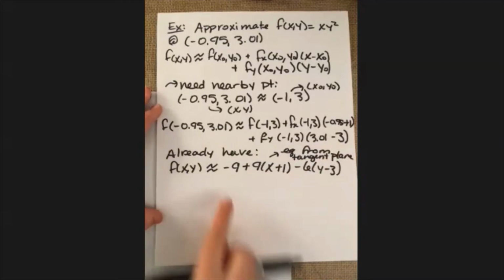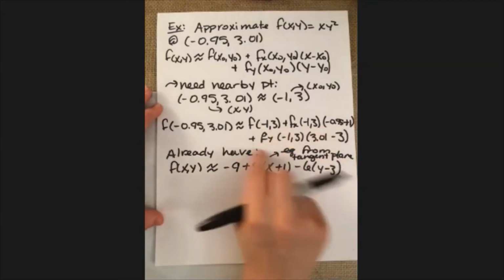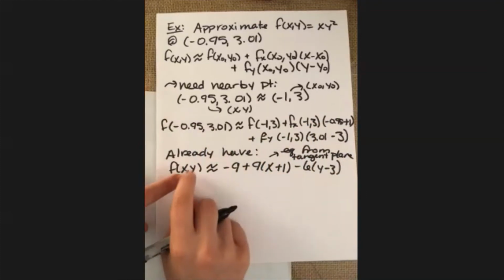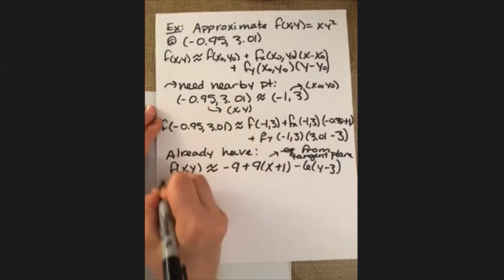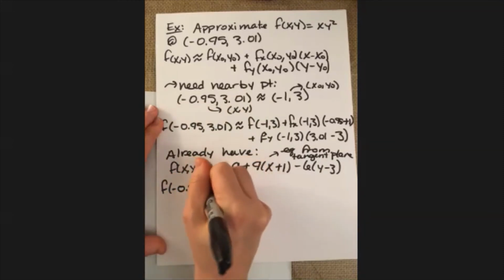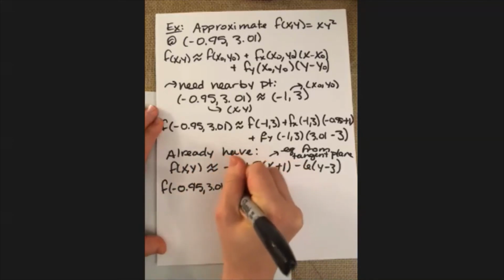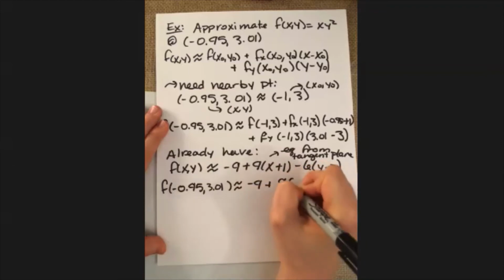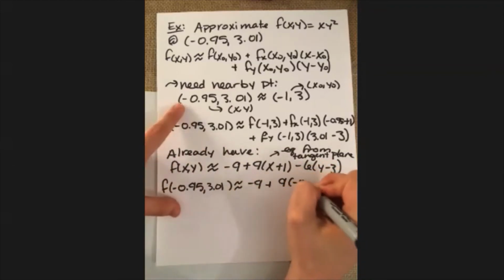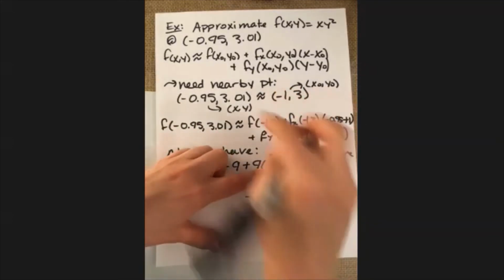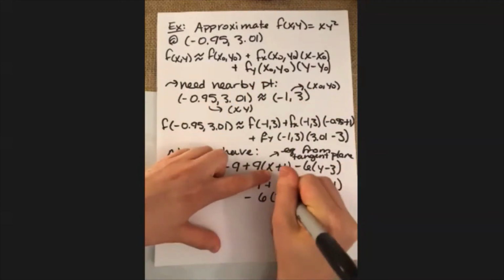So really all I have to do is, we don't even have to go through all these steps of getting f sub x and f sub y again. We just have to substitute in the xy that we're given to work with. So f at negative 0.95, 3.01 is approximately equal to negative 9 plus 9 times, and then our x is now negative 0.95 plus 1, and then minus 6 times y, which is 3.01 in this case, minus 3.